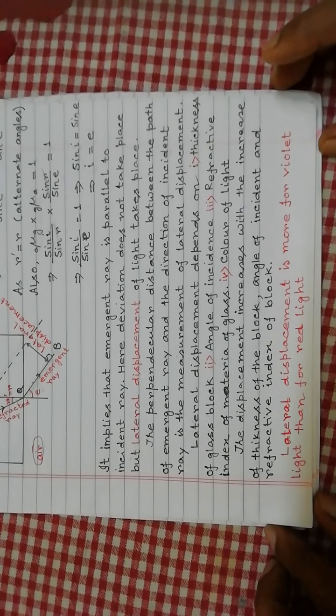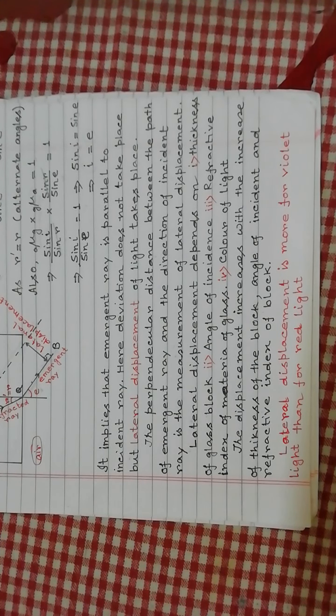Now the question is how the lateral displacement depends on the color of light. Lateral displacement is more for violet light than for red light. That means lateral displacement is most for violet light, least for red light.